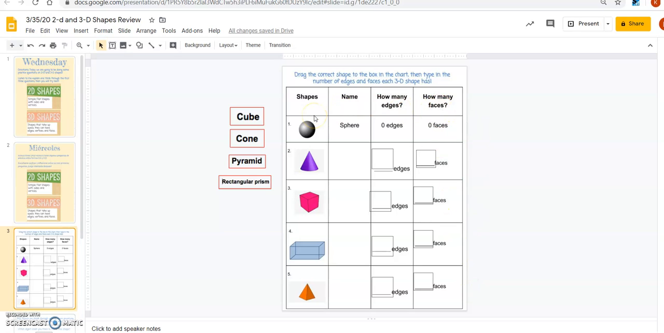It was really cool to see your Flipgrid videos yesterday and the 3D shapes that you guys found at your houses. Let's look at our first shape.